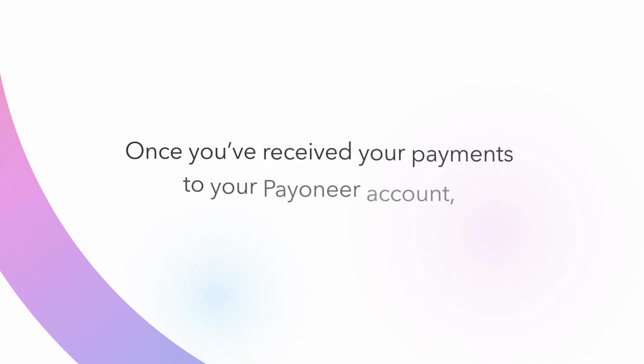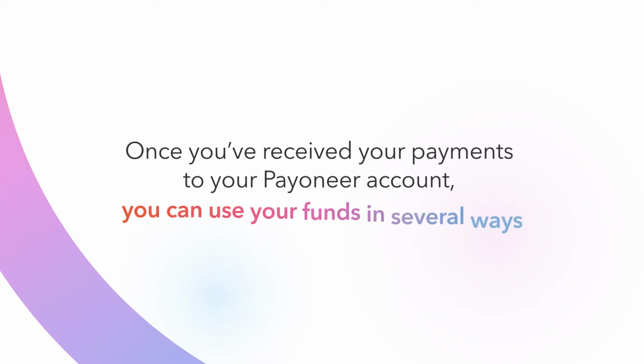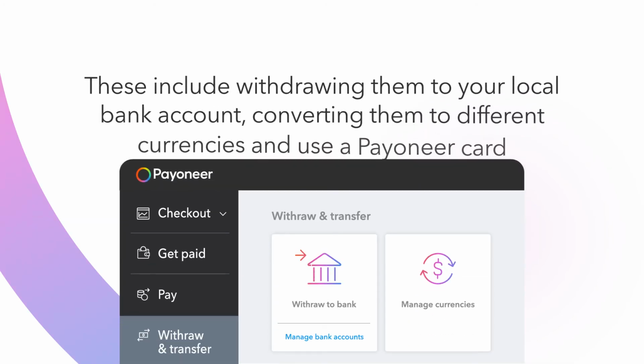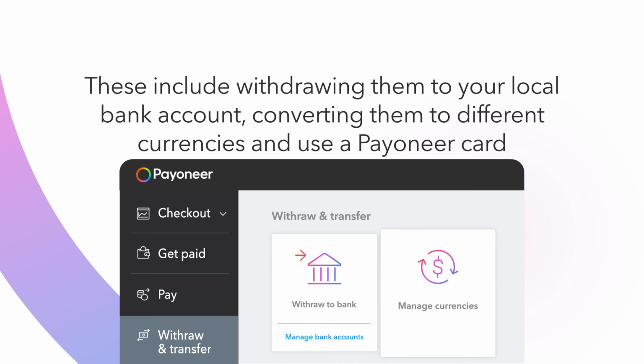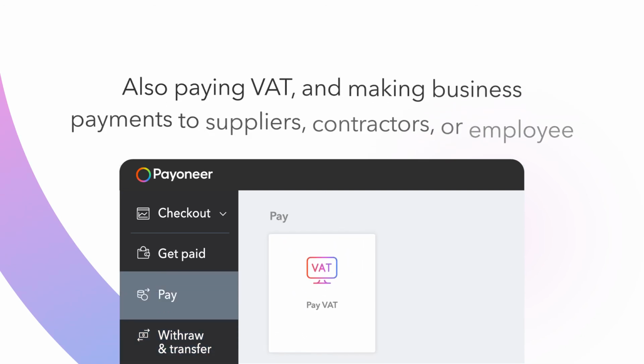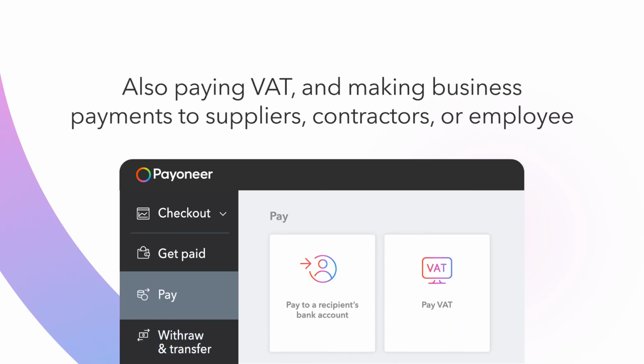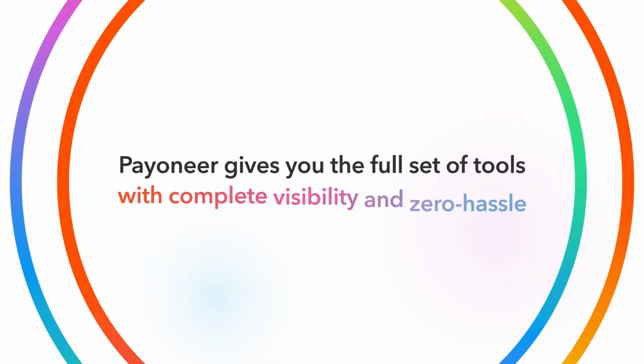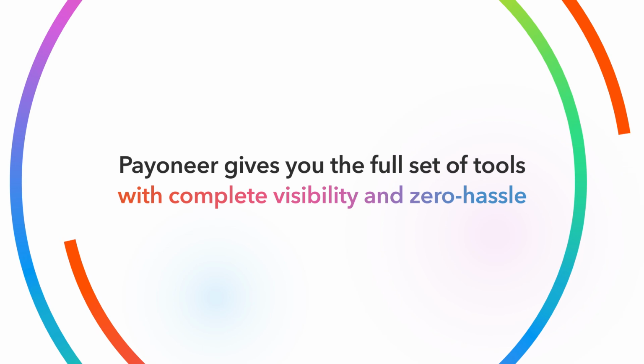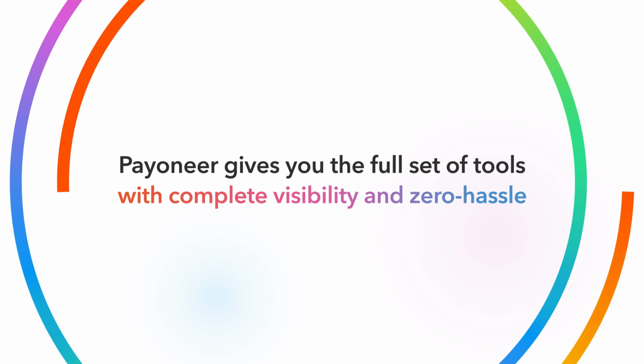Once you've received your payments to your Payoneer account, you can use your funds in several ways. These include withdrawing them to your local bank account, converting them to different currencies, paying VAT, and making business payments to suppliers, contractors, or employees. Payoneer gives you the full set of tools to easily manage all your payments with complete visibility and zero hassle.